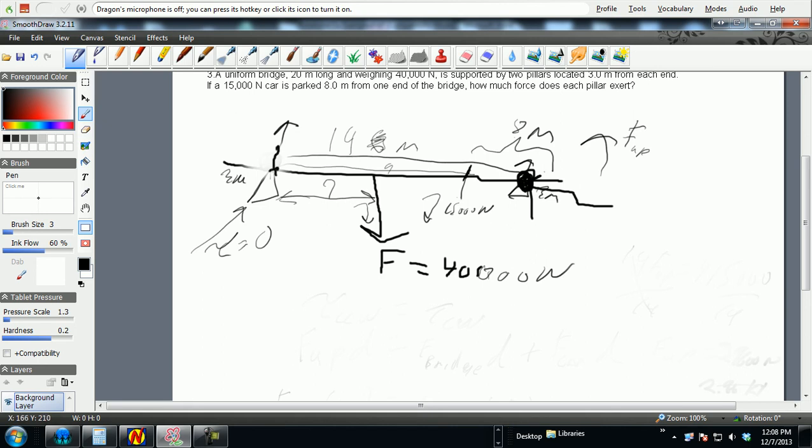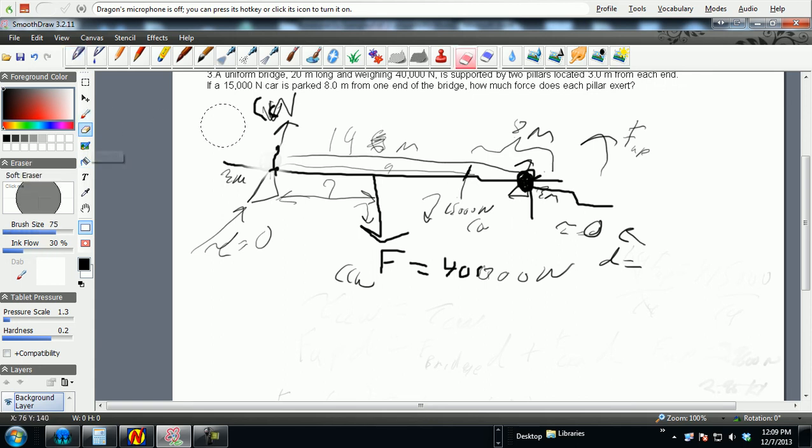Now he's the pivot point, so that means this guy here is clockwise, and everything else is now counterclockwise. He has no torque because he has no distance. Let's do some more erasing, because now we need to get these distances right here. Let's get that guy, and that guy. Okay, and that's our car.